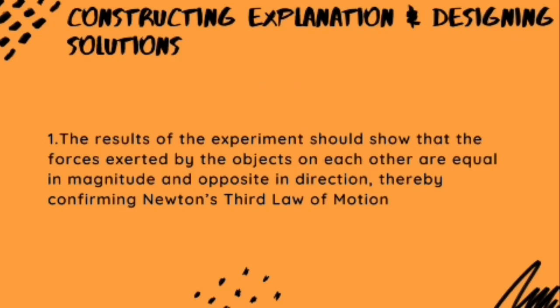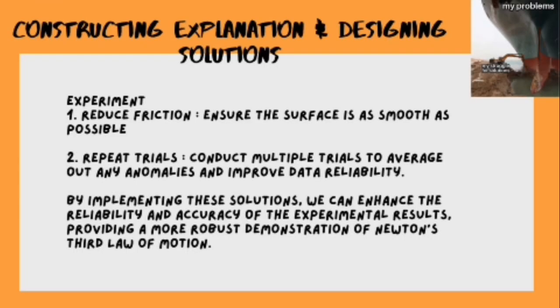Moving on to the sixth element, constructing explanations and designing solutions. The results of the experiment should show that the forces exerted by the objects on each other are equal in magnitude and opposite in direction, thereby confirming Newton's third law of motion. There are some ways to improve the results of the experiment, such as reducing friction. We should always ensure the surface is as smooth as possible.